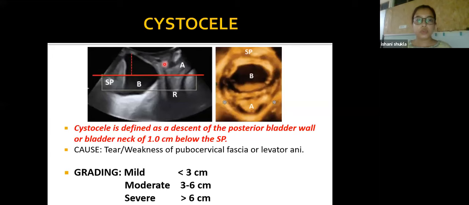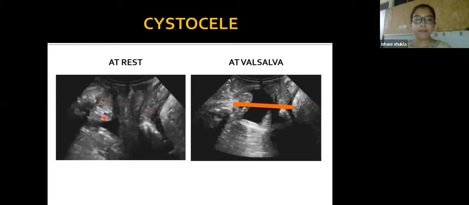On 3D axial volume rendered image, as the bladder is coming down, this is leading to ballooning of the levator hiatus and causing mass effect on the anus posteriorly, leading to incomplete defecation. Here, when the patient was at rest, the bladder was in normal position, but when we asked the patient to do Valsalva maneuver, here we can see the cystocele coming down below this pubic symphysis line.